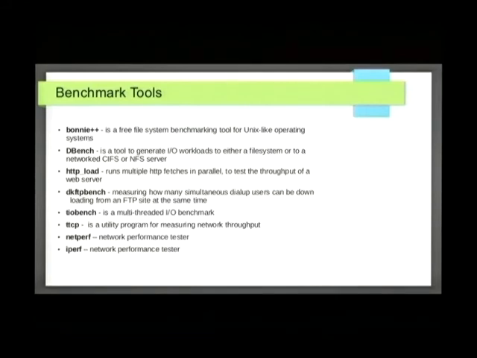Benchmarking tools: Bonnie++, a free file system benchmarking tool for Unix-like operating systems. dbench is a tool to generate IO workloads. http_load runs multiple HTTP fetches in parallel. dkftpbench is like dbench for FTP. TIObench is a multi-threaded IO benchmark. TTCP is a utility program for measuring network throughput. netperf is a networking performance tester, and iperf is a network performance tester. This is my favorite, iperf. It will run an iperf server and an iperf client to test network speed.